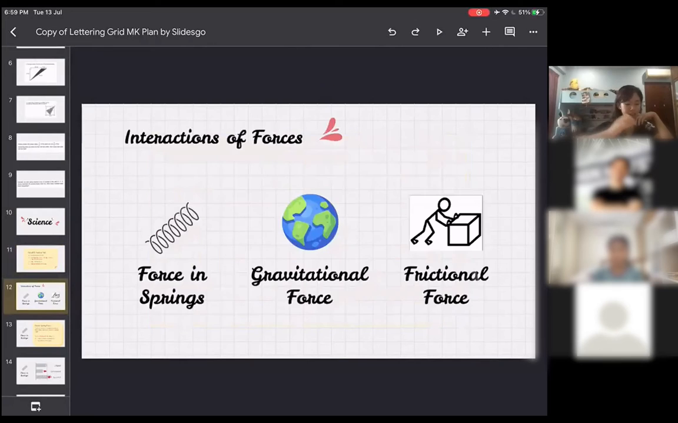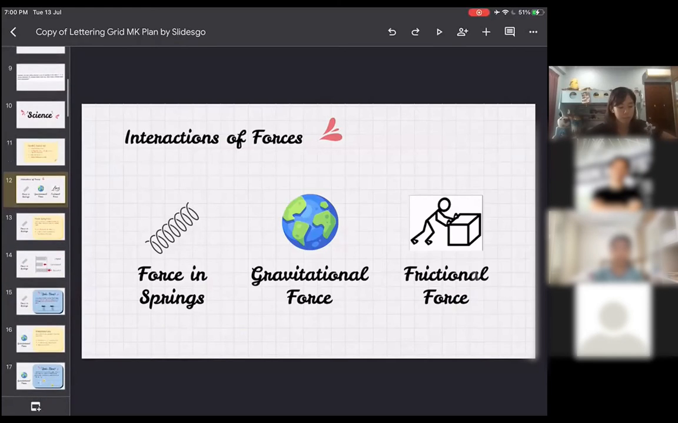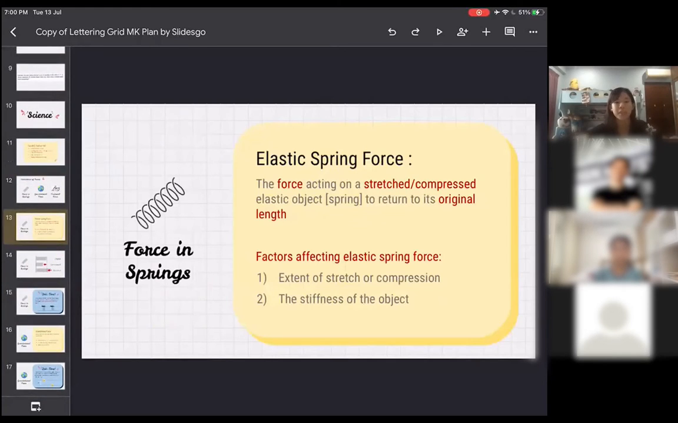Okay, then the three things that I think your level will go through are these three types of forces. So first one is the force in springs, then gravitational force, and then frictional force. Okay, so we go through one by one. So first, the more scientific term for force in springs is the elastic spring force. Okay, so the definition is that it's the force acting on a stretched or compressed elastic object to return to its original length.